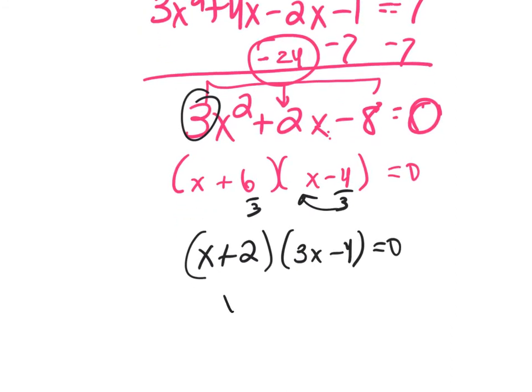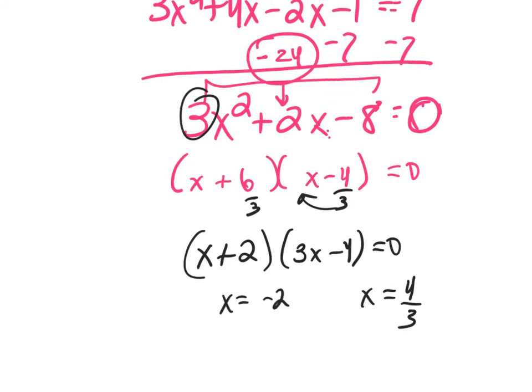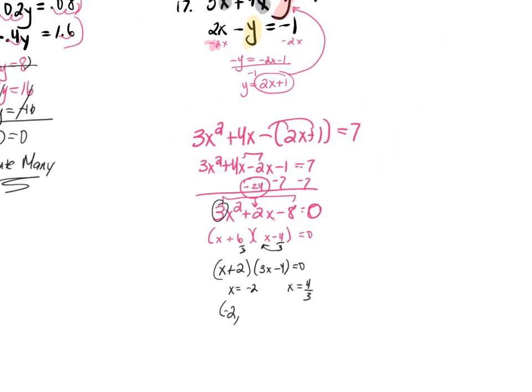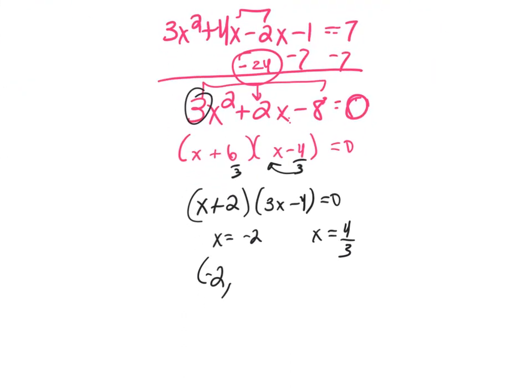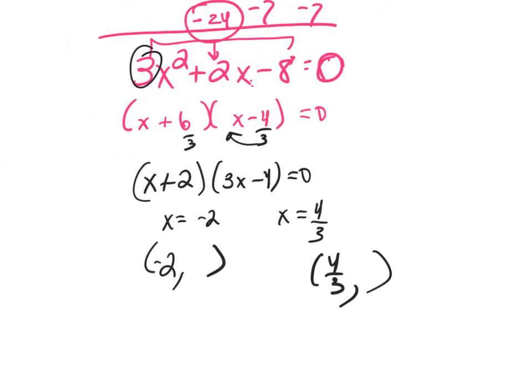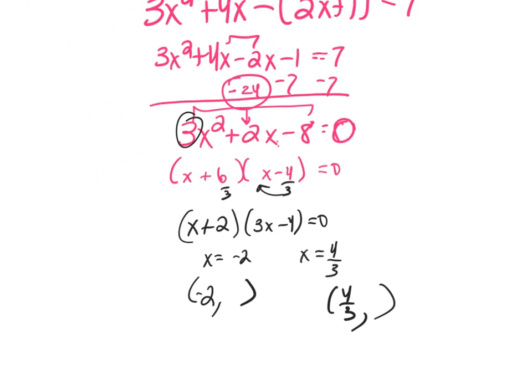So when I solve this, I'm going to get two x's. I get x equals negative 2, and I get x equals positive 4/3. So what I would do is take my negative 2, plug it back into the original equations to find this y. Then I would take positive 4/3, plug it back into the original equations to find this y. So we'd have two solutions here. Just make sure you are on top of that.